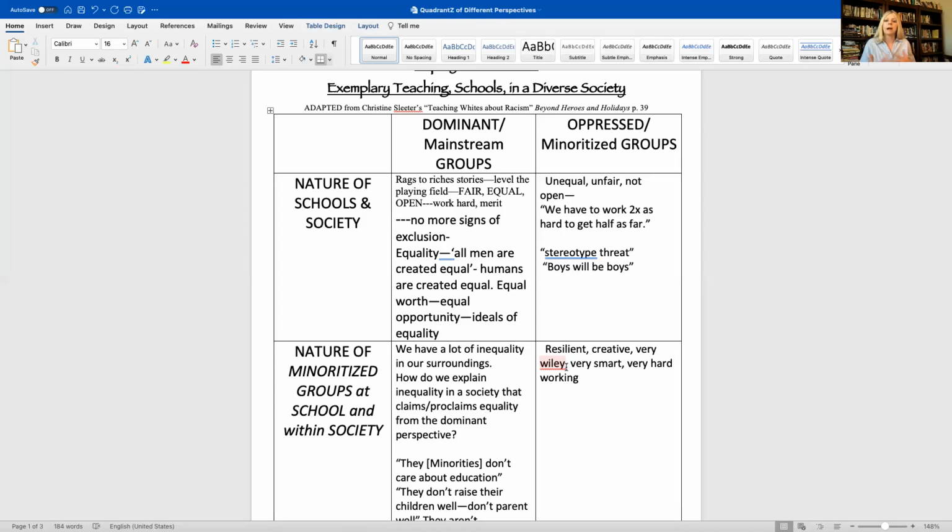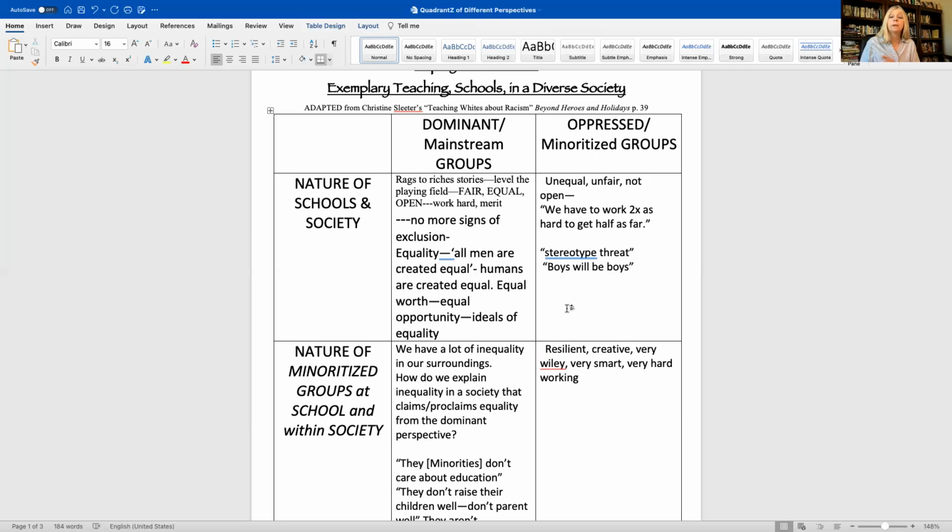being wily is like, think of the Brer Rabbit stories, where Brer Rabbit is smaller but uses his cunning to outsmart the fox, right? And so if you're wily, it's like, even though there's all these inequalities, and I have to walk around and be constantly managing these stereotypes, look at me, I'm still doing it.